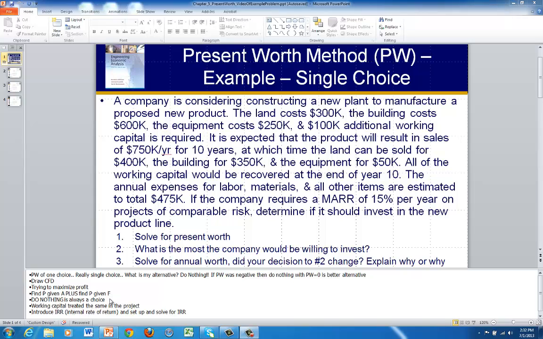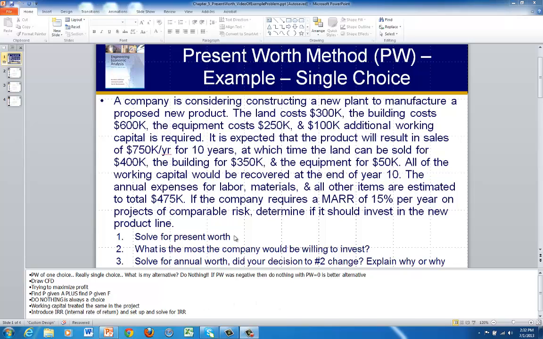And then I already mentioned do nothing is always a choice. Working capital is treated the same here in this problem as we treated in the project. So we have $100 of working capital we put in to get started, and then at the end, what does it say? At the end, we get all of the working capital back. And that's what's going to happen for the project too. You're going to put working capital in at the beginning and throughout the life of the project, and you're going to get it all back at the end. And internal rate of return, we'll do that at a later video.